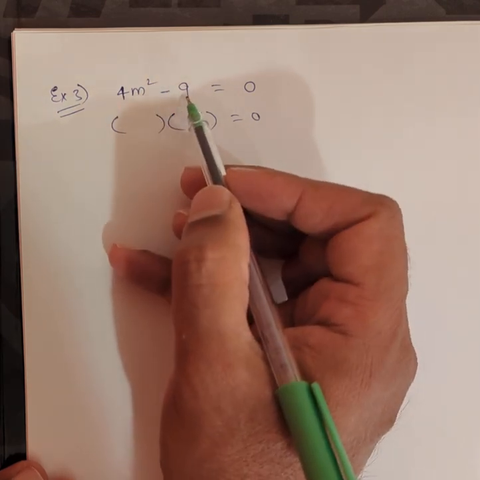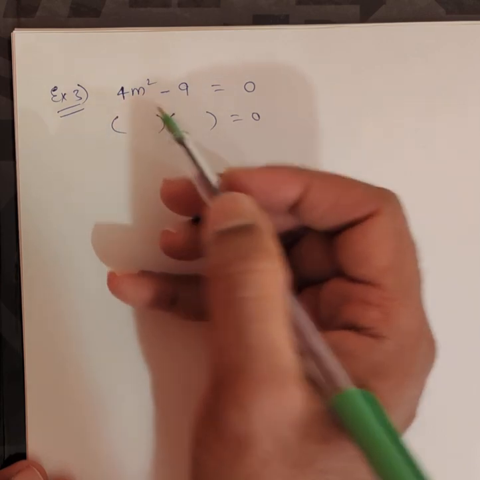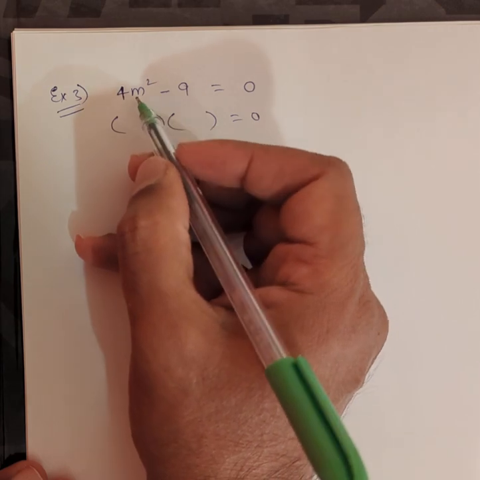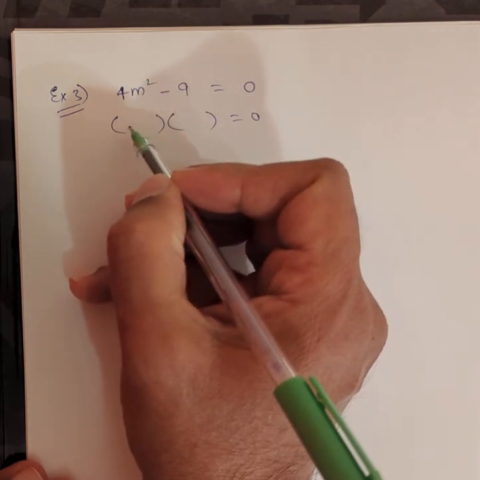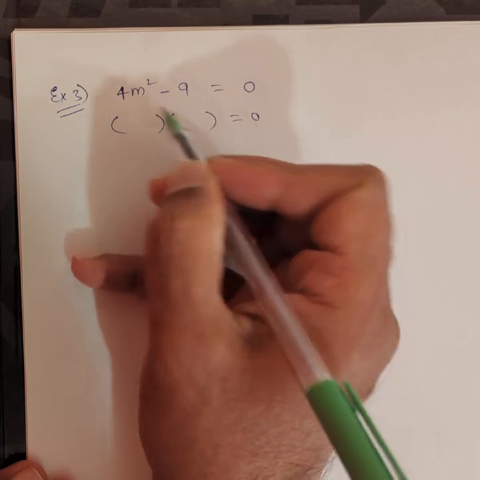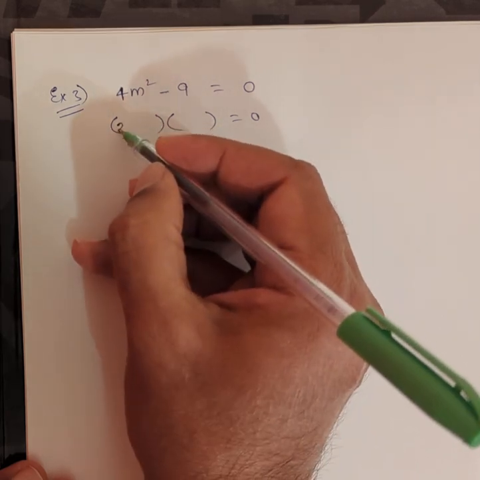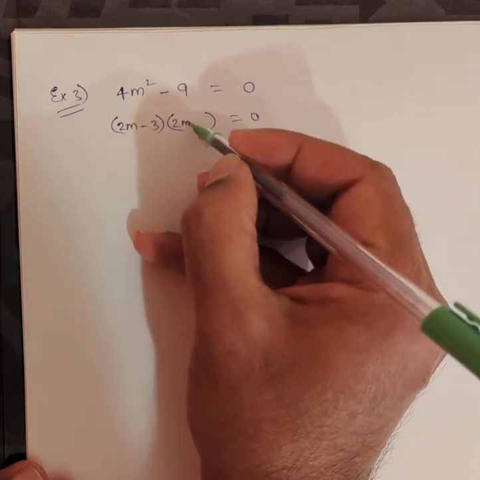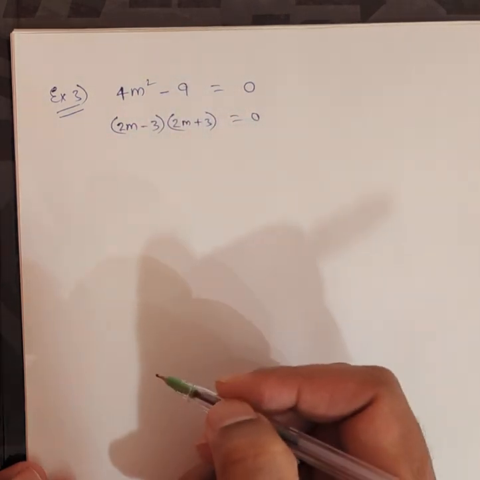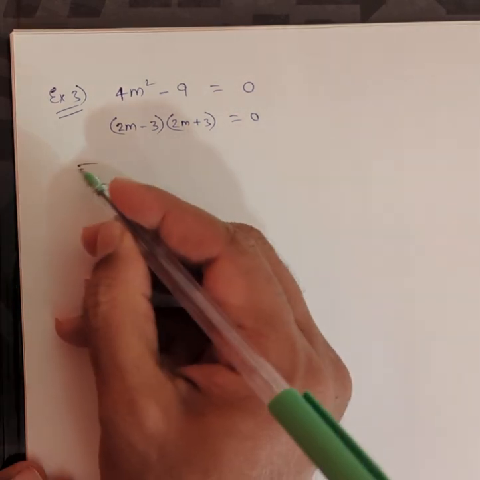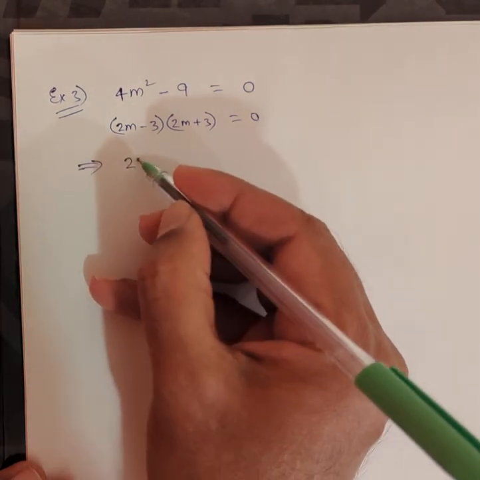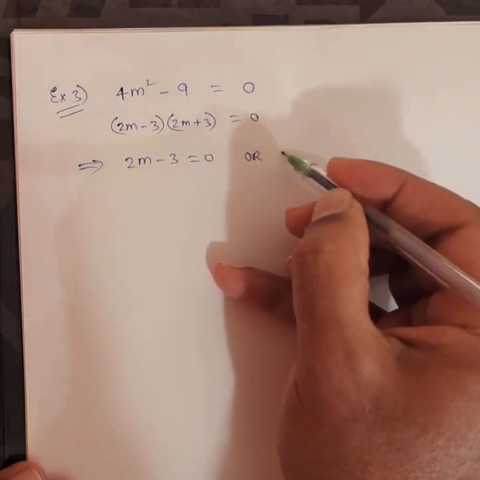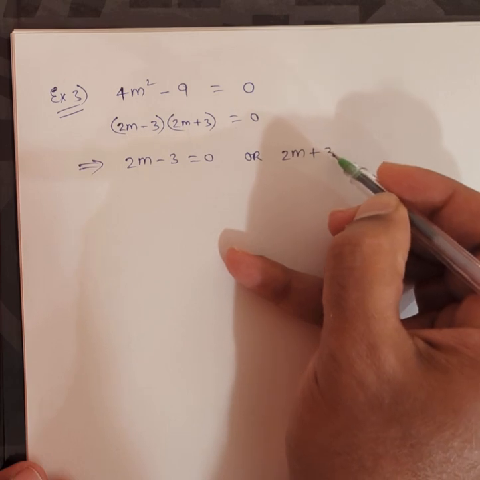And you see that 9 comes from squaring 3 and 4m squared comes from squaring 2m, which means if I have a squared minus b squared, I know it would be a minus b times a plus b. So my factors are going to be 2m minus 3 and 2m plus 3. So now I will set each factor to 0: 2m minus 3 equal to 0 or 2m plus 3 equal to 0.